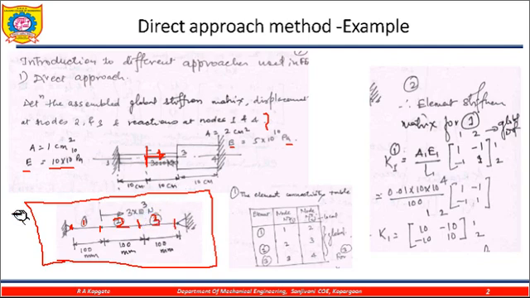In this nodal diagram we observe link 1, link 2, link 3, and 4 nodes. At the same time, at node 2 the force of 3 into 10 to the power 3 Newton is applied. So this is the conversion of a given figure into a nodal diagram. This is also called the discretization of a diagram.